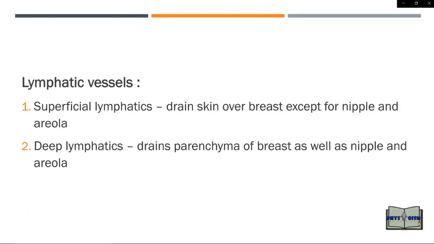Next, the lymphatic vessels. The lymphatic vessels are of two types, superficial lymphatics and deep lymphatics. The superficial lymphatics drain the skin over the breast except for the nipple and areola. The deep lymphatics drain the parenchyma of the breast as well as the nipple and areola.